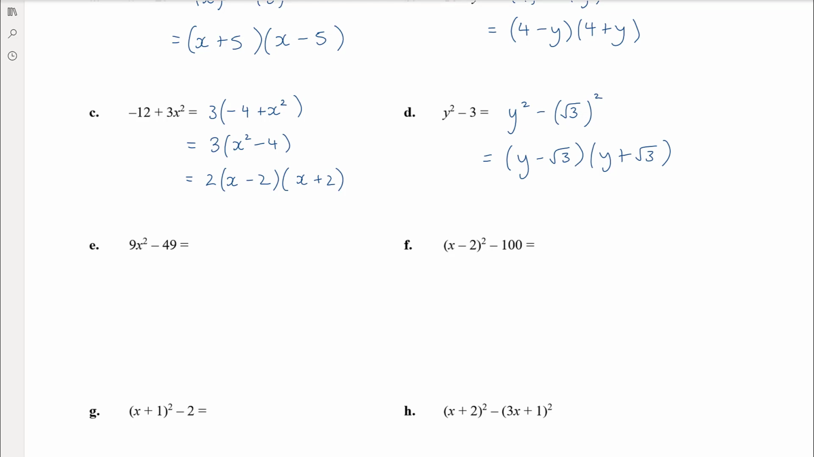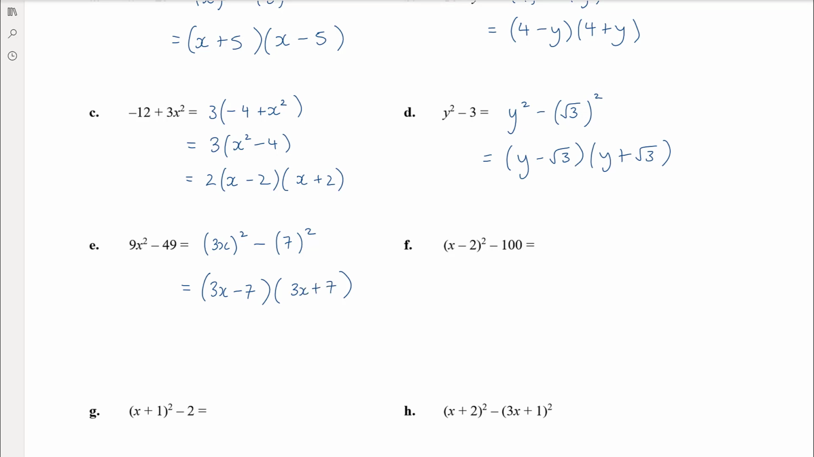Okay, E. First thing we want to think about is common factors, but there actually aren't any common factors between 9 and 49. 49 is 7 squared and 9 is 3 squared. But they're actually perfect squares, so we should be able to think about 9x squared as the same as 3x all squared, take away 7 all squared, and so therefore, using our difference of two squares, we get 3x minus 7 times 3x plus 7.